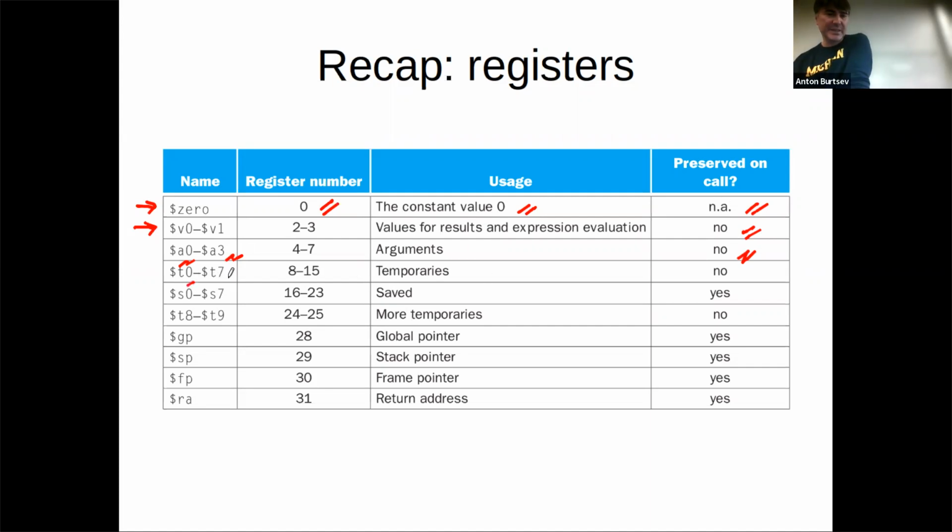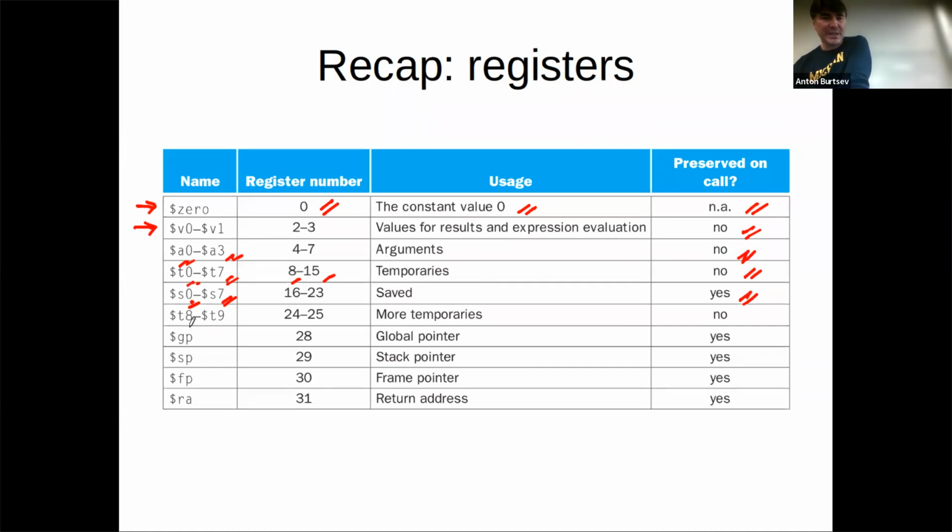Temporary registers T0 through T7, numbers 8 through 15. Again, no need to preserve. Saved registers S0 through S7, numbers 16 through 23. They are saved on a call, so the callee has to save them.